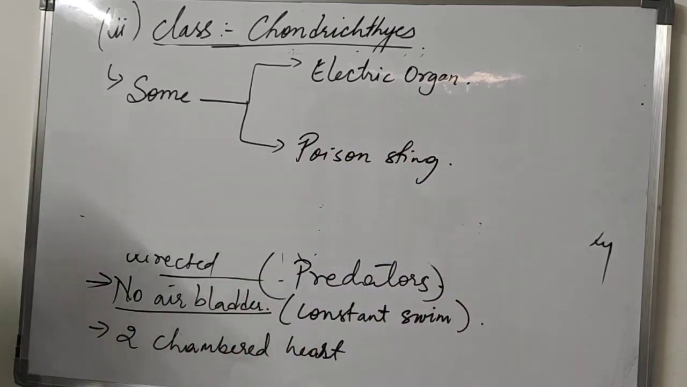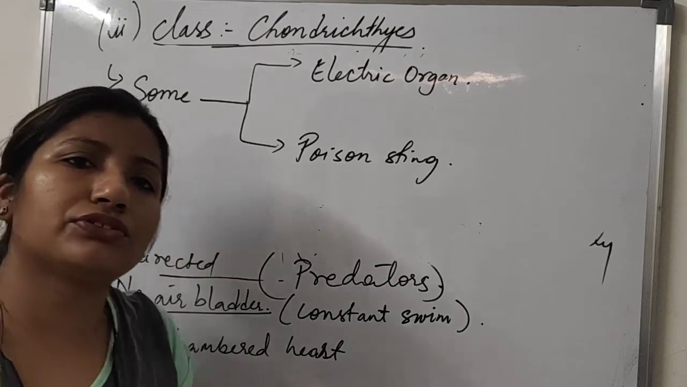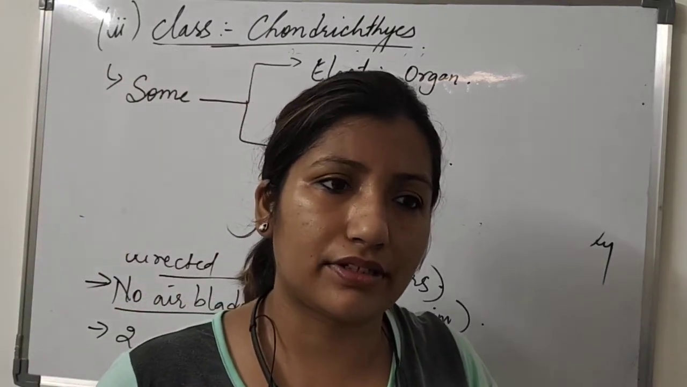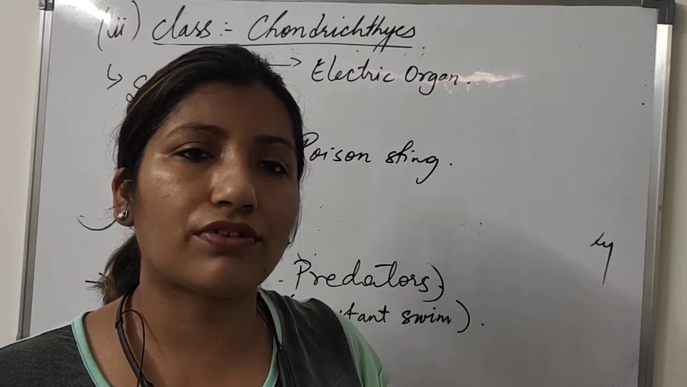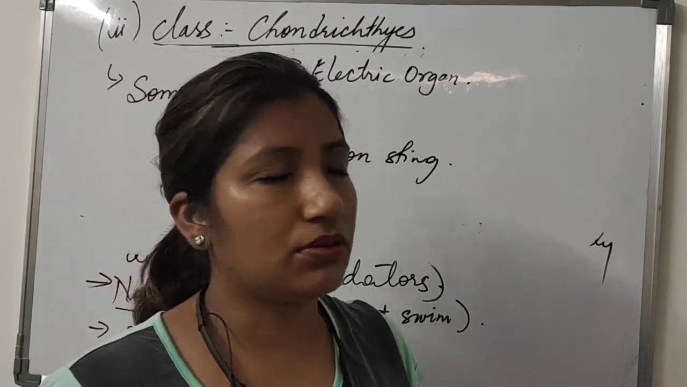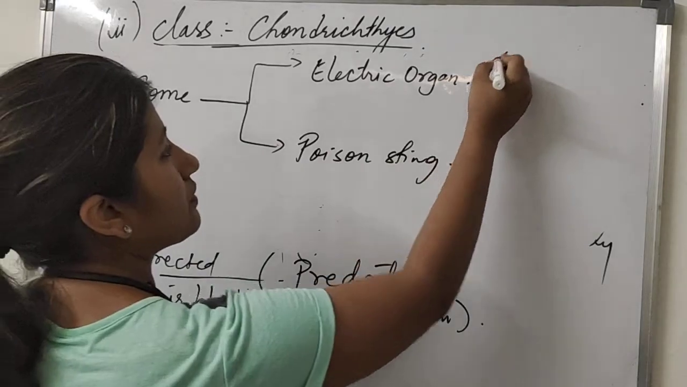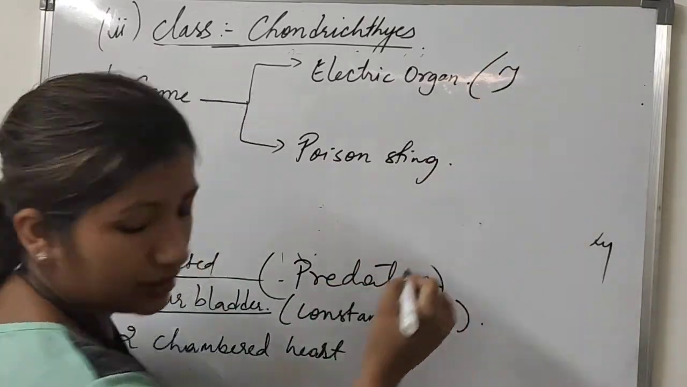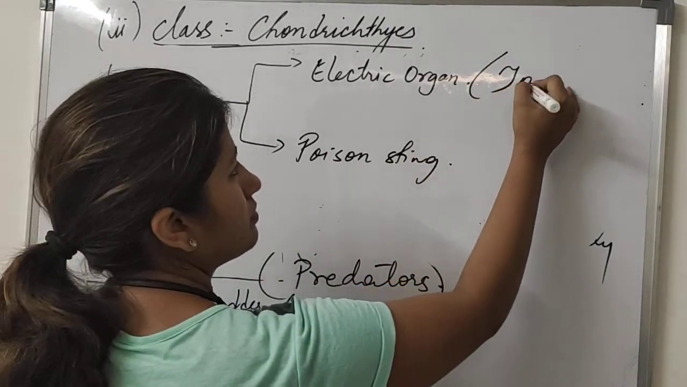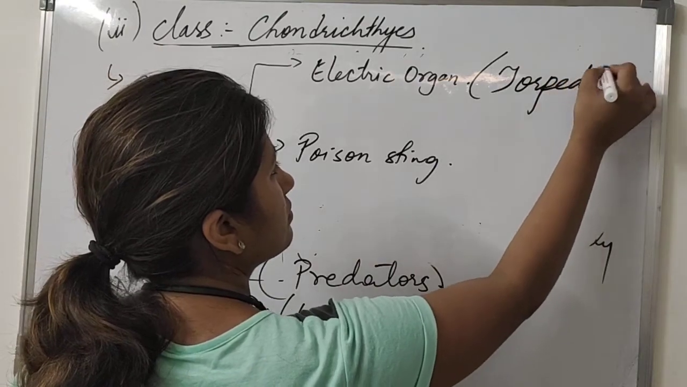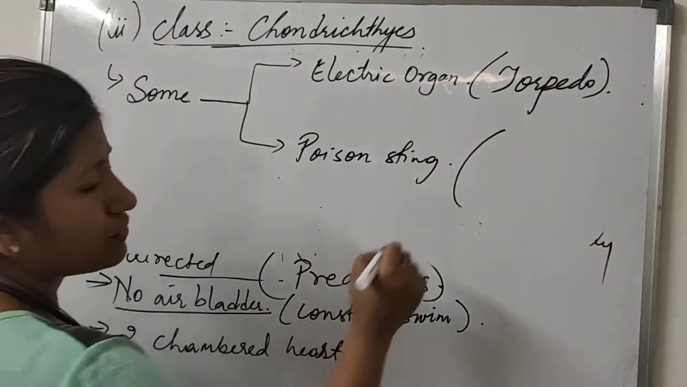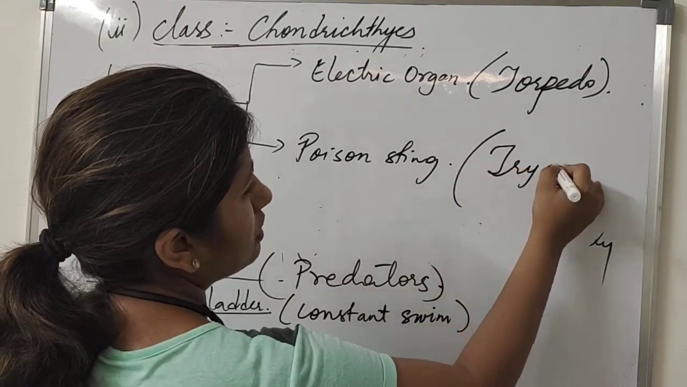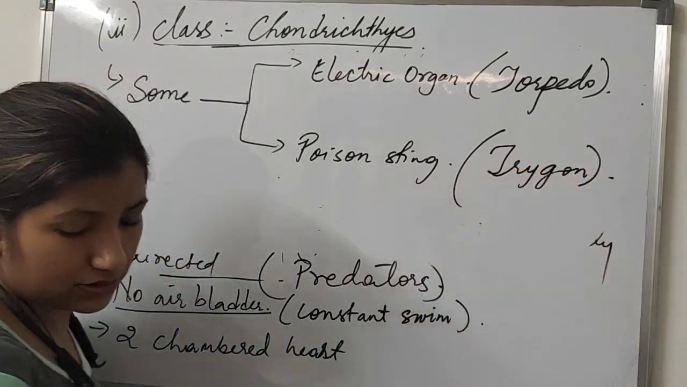So you must have heard of electric eel, the eelfish which generates electricity. So if you touch, you will get a very high voltage of current and you might faint also. Okay, so electric organs are present in torpedoes. Those fish are called torpedoes, and poison stings you will find in trigon. Trigons are stingrays.